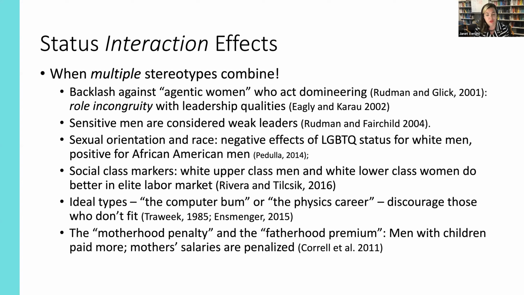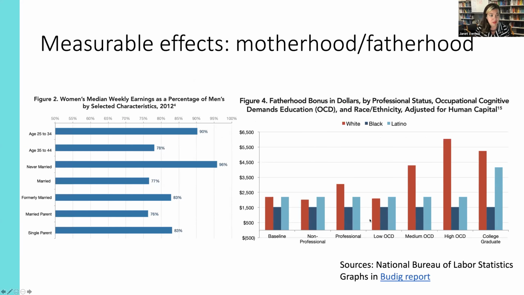Two things that may be useful for you. We've identified particular ideal types in the sciences as well, in computing or in physics, that are highly discouraging of people who don't fit into those stereotypes. And if you're interested, there's a lot of literature there. And then there's also the fact that women and men who become parents are paid differently. I'll just show you some of the data on this. But the women who are not married or who are young will make 90 to 96% of what men's earnings are. This was in 2012. But as soon as they start having children, that number starts moving lower and lower.